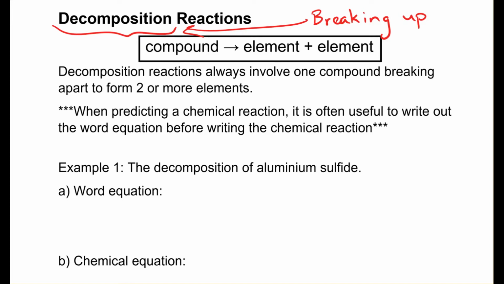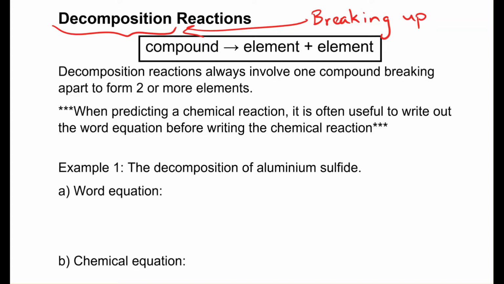So the definition of a decomposition reaction is a compound turning into two or more elements. Decomposition reactions always involve one compound breaking apart to form two or more elements. When predicting a chemical reaction, it is often useful to write out the word equation. We did this yesterday for formation reactions. Decomposition reactions are the exact opposite of formation reactions.